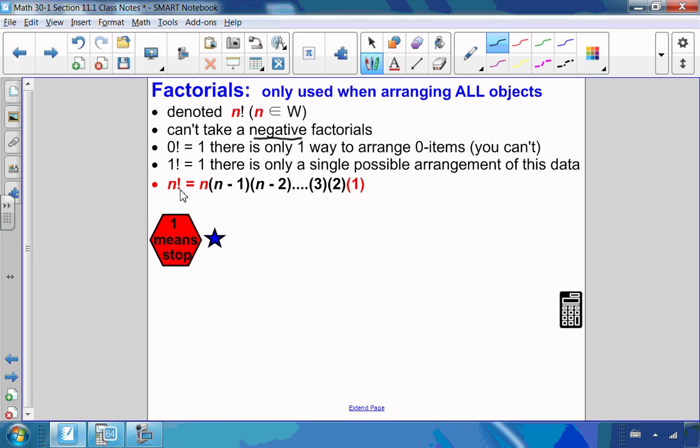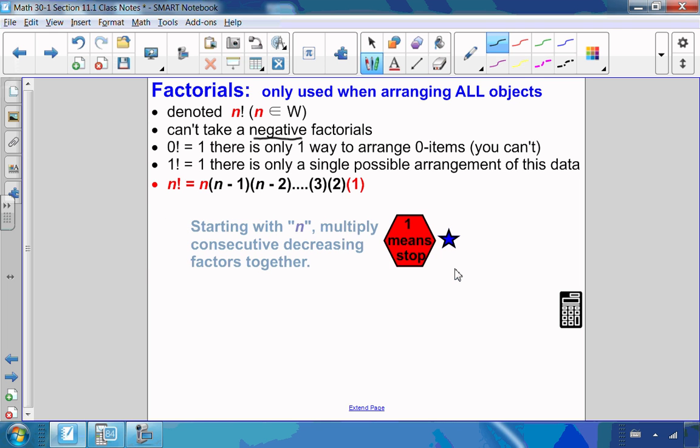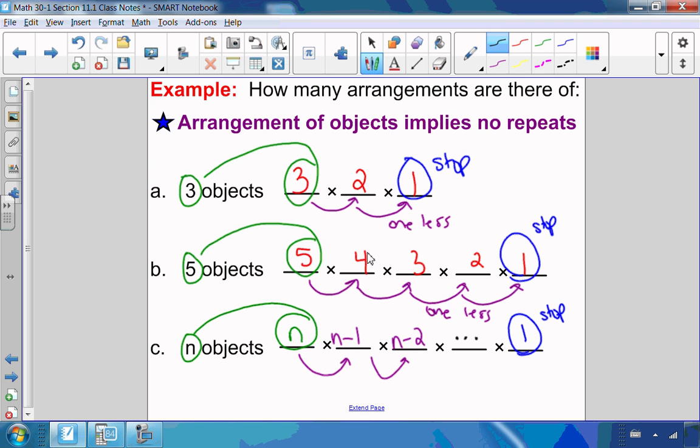So in general, what it means is that you start with your number, whatever factorial you're taking, and you multiply by consecutive decreasing factors. So if I go back here, this 3, 2, 1 can be short formed, notated as 3 factorial. This 5, 4, 3, 2, 1 can be denoted as 5 factorial. N, n minus 1, n minus 2, all the way down to 1 is just n factorial. So it's a shorthand way of denoting it, but it's also a quick way of calculating it.